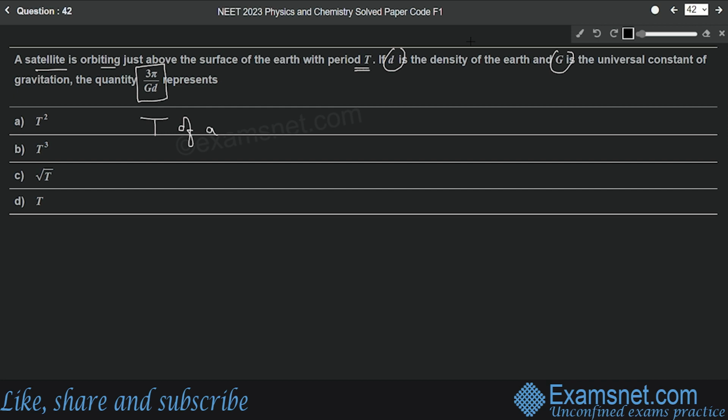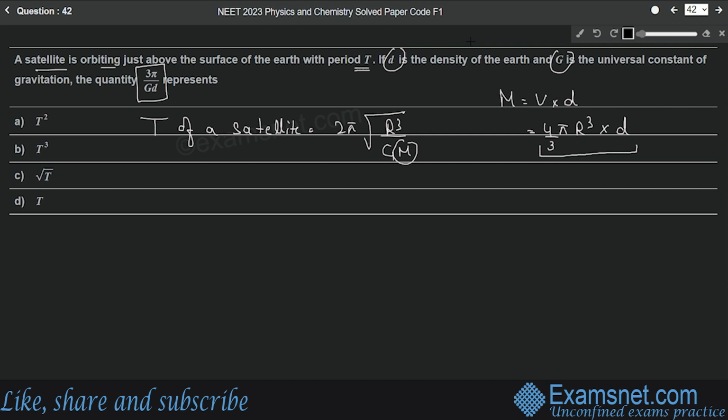We know that time period of a satellite is equal to 2 pi under root r cube upon G into M. So r is the radius of the earth and M is mass of the earth here. But here density is mentioned in the question. That means we'll have to write mass in terms of density. So mass is equal to volume into density, isn't it? What is the volume of earth? It is 4 by 3 pi r cube, and density is d. So we can put 4 by 3 pi r cube into density in place of mass in this equation.